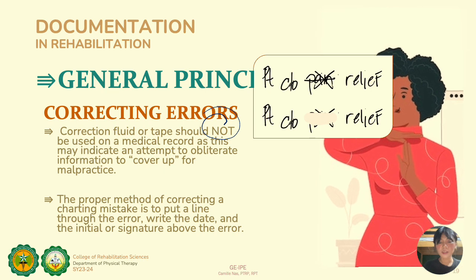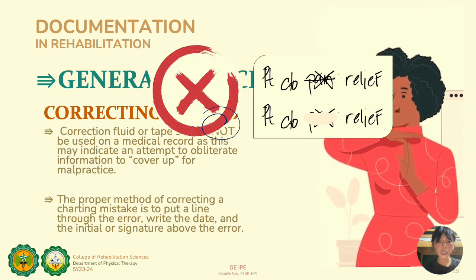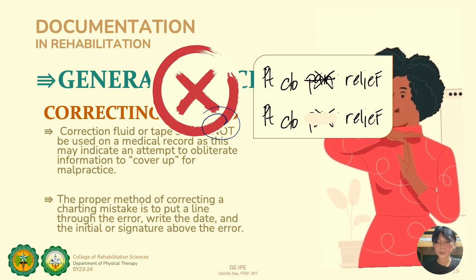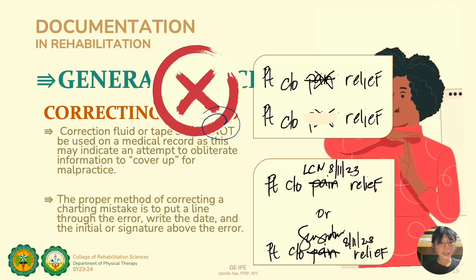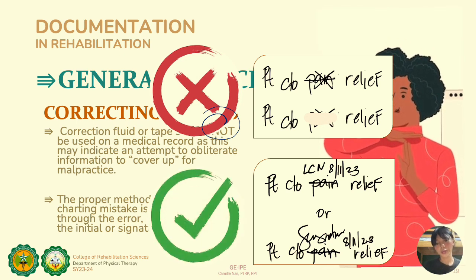So this one is the wrong way of doing it. Nakita nyo, kinross lang nila or nag-use ng correction tape. But instead, ang dapat natin gawin is to put a line through the error and then write your initials and the date kung kailan nyo siya binago. So this one is the correct one. Either your initial or the signature. Ayan. And then you have to provide the date kung kailan nyo siya kinorrect.